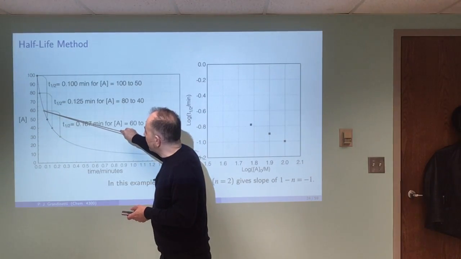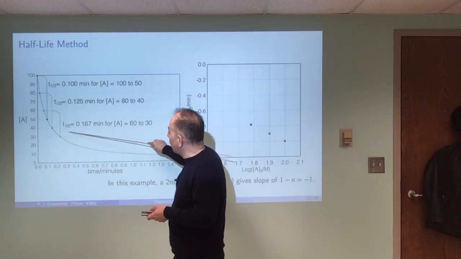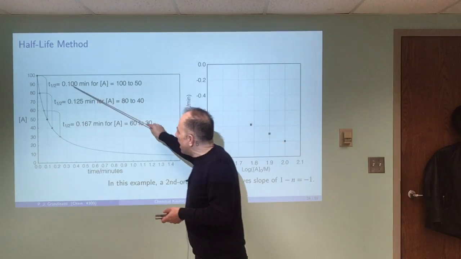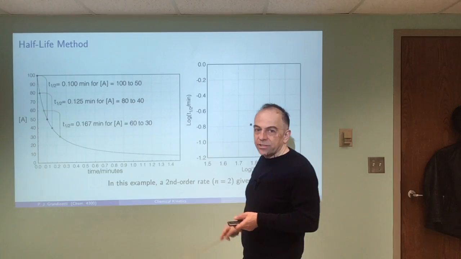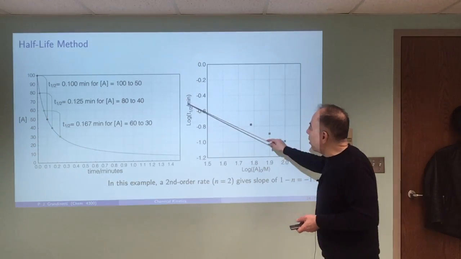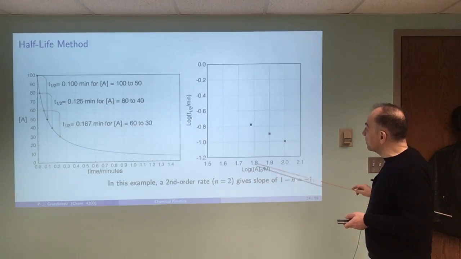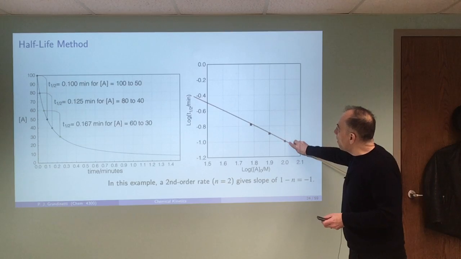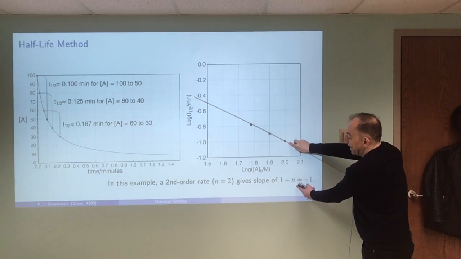Similarly, if I started with 60 and say that was my initial time, dropping to 30 and going over, I find a half-life of 0.167 minutes. So now I have 3 half-lives for 3 initial concentrations. If I plot a log scale of both of those, log of half-life versus log of those initial concentrations, I will get points that will fall on a line, and that slope will be 1 minus n.